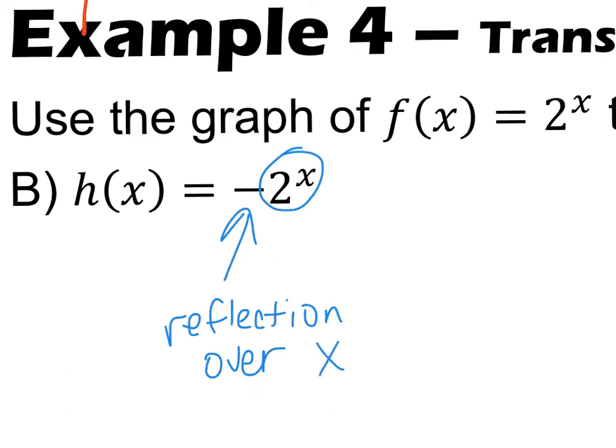Reflection over x. Over the x, good. Our normal kinds of transformations is exactly what this is going through.